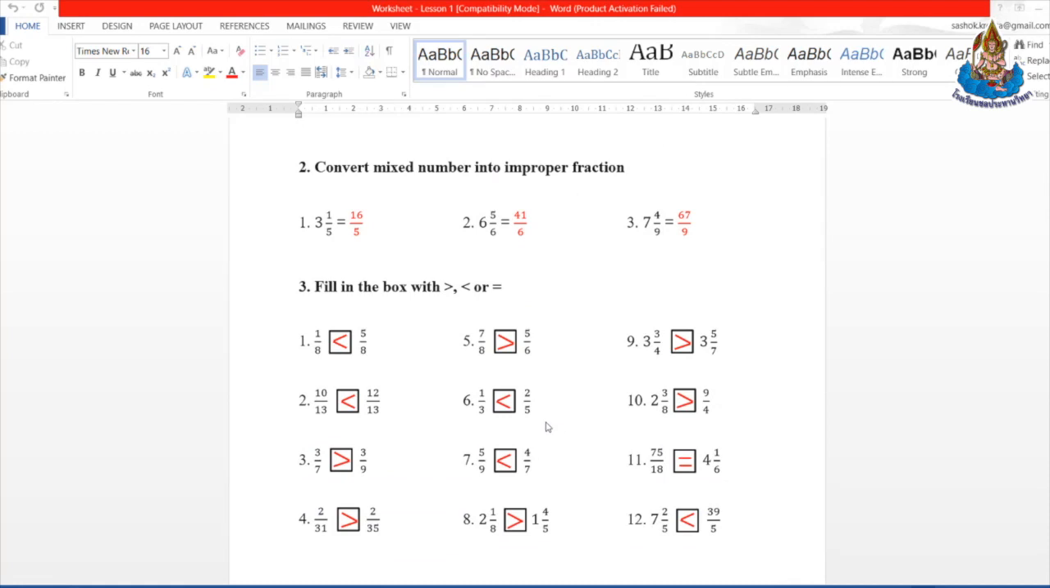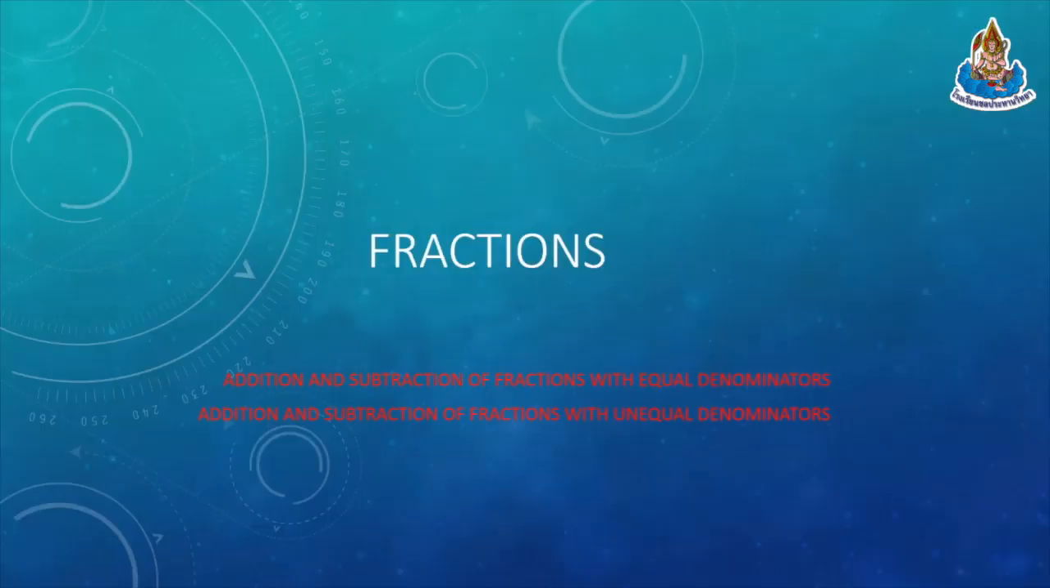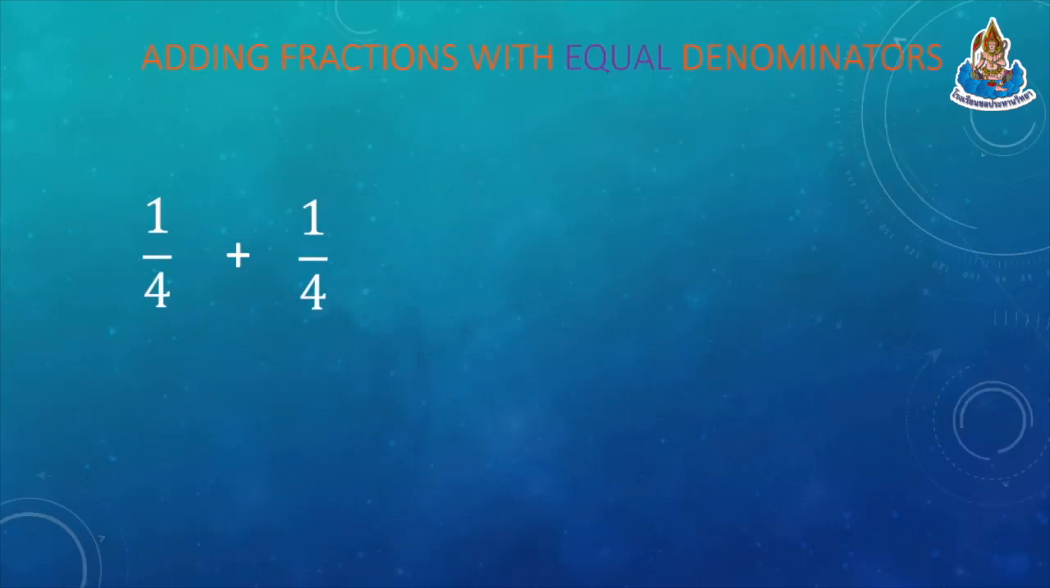Alright, I hope all of you got the same answers. And now we will move on to addition and subtraction of fractions. First, we will learn how to add and subtract fractions with equal denominators. And it's really easy. So, we need to add 1 over 4 and 1 over 4.